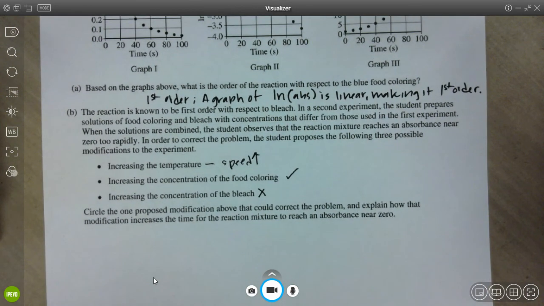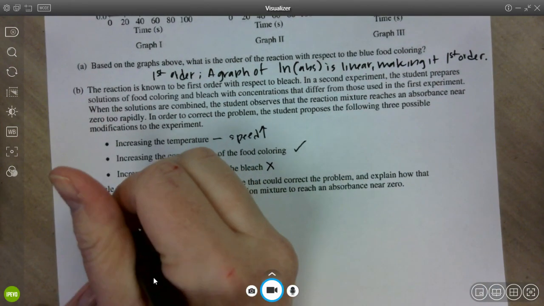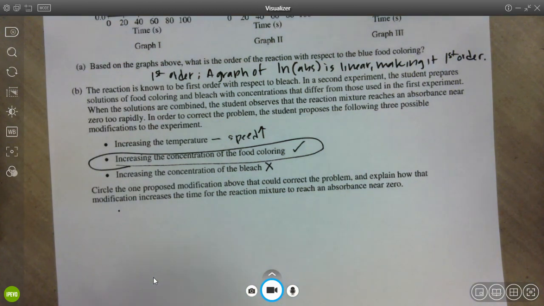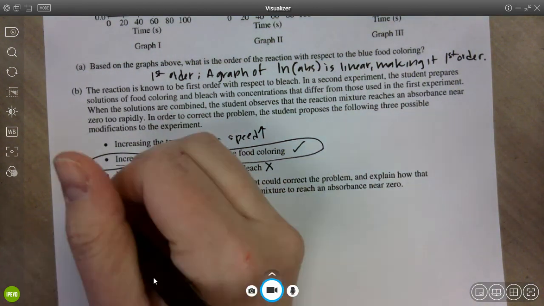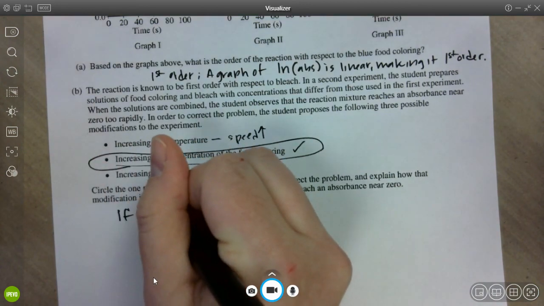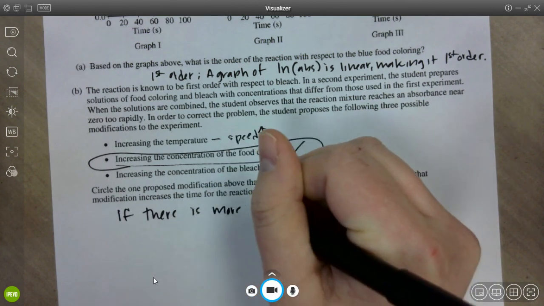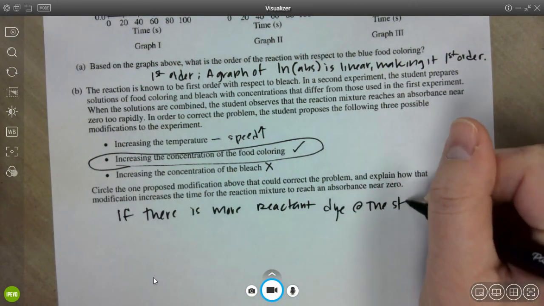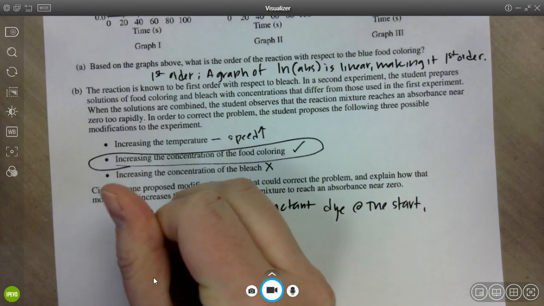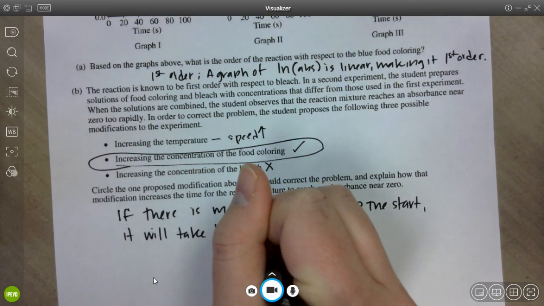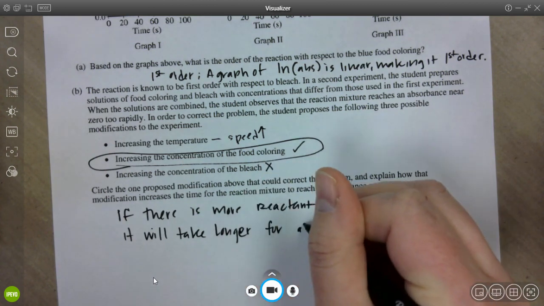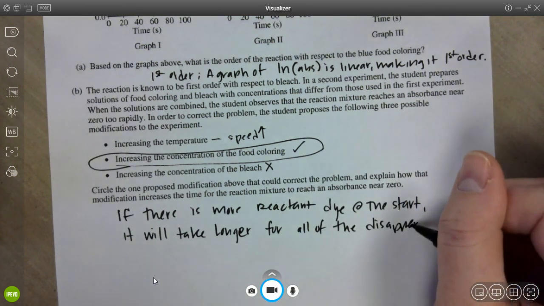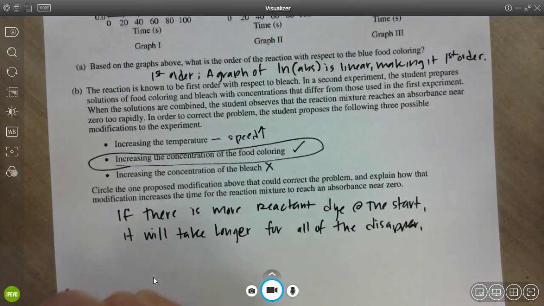So then it says to explain how that would increase the time. So in this case, what we would say is we circled, remember to follow the directions, and explain how that would increase the time. So I would say if there is more reactant dye at the start, it will take longer for all of the dye to disappear. And then, which increases time.